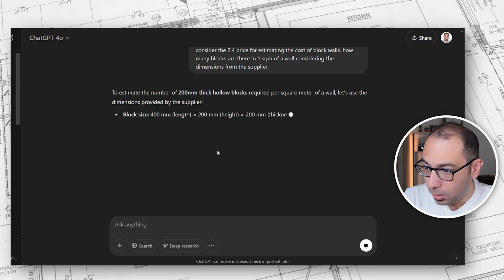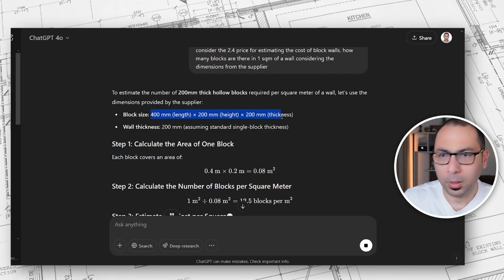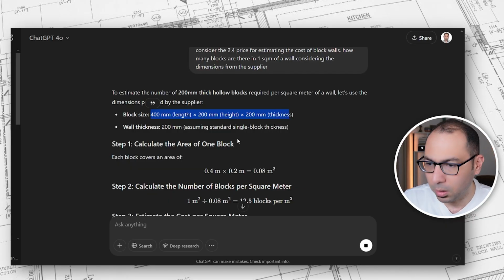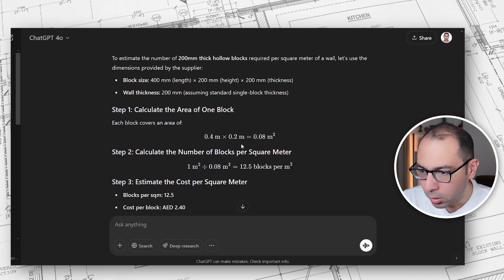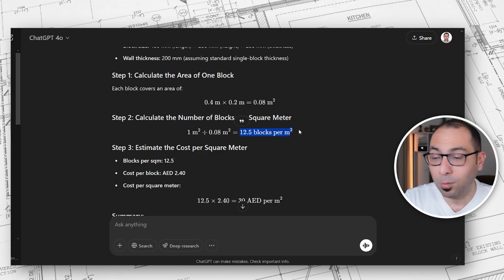Okay, let's see. So these are the dimensions, 400 mm by 200 by 200. So 40 by 20 by 20, these are the standard dimensions for a hollow block. So the calculation is done here and we are getting that per square meter, we have 12.5 pieces of blocks.